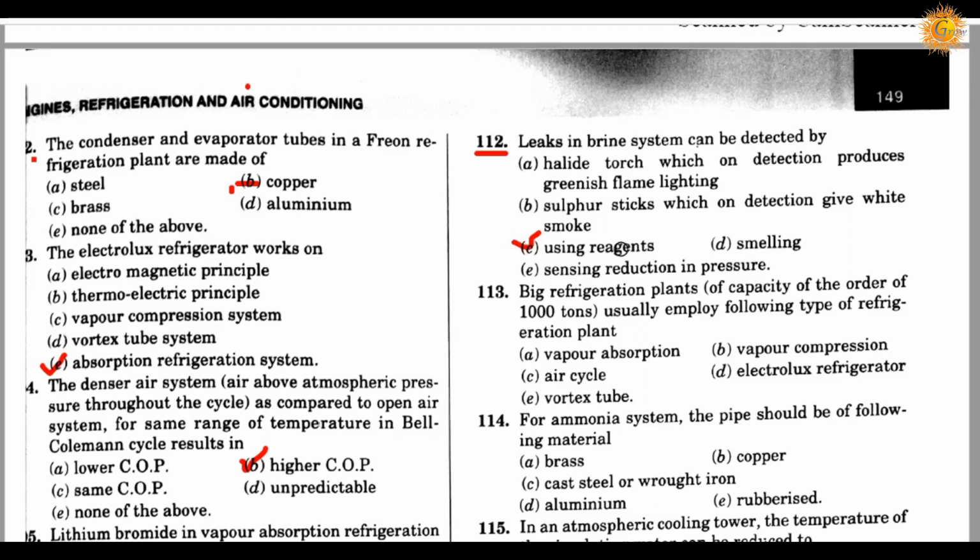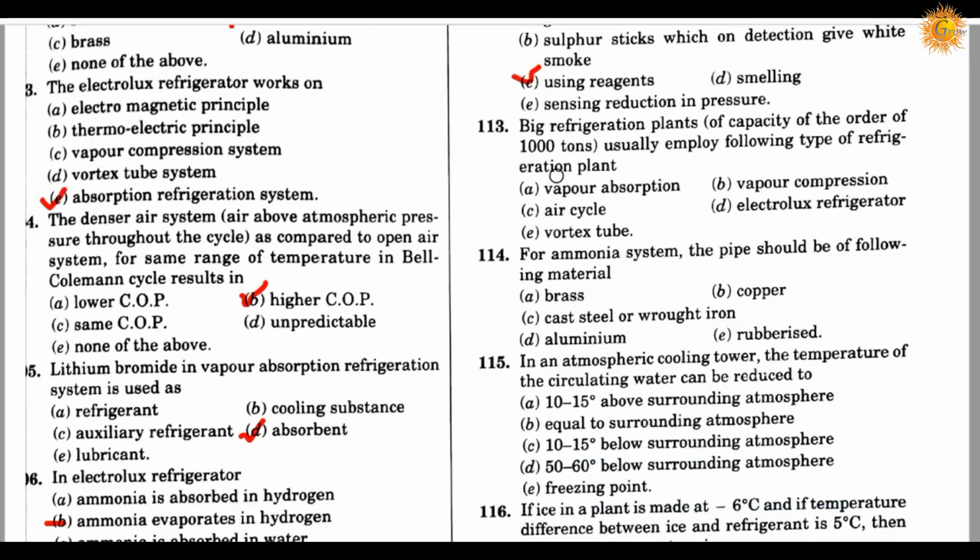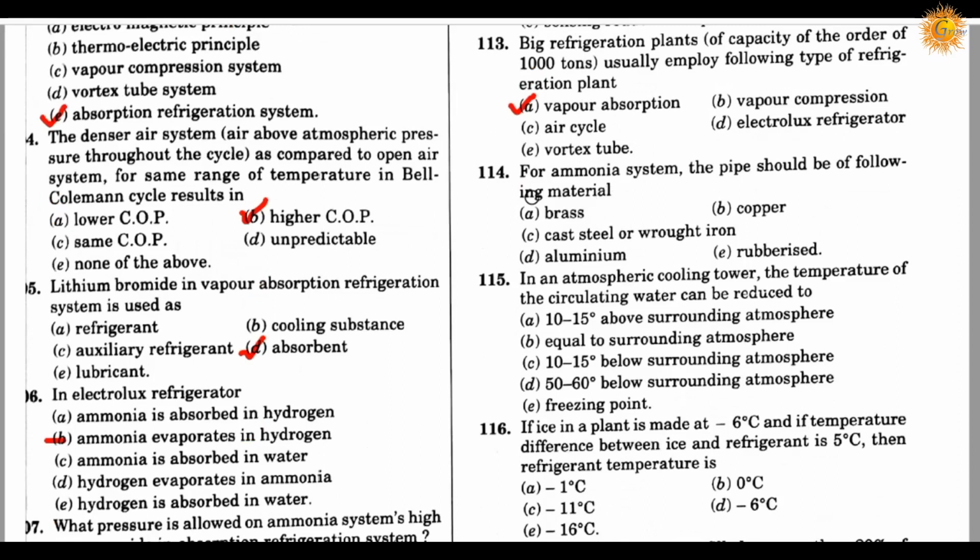Okay. Question number 113. Big refrigeration plants of capacity of the order of 1,000 tons usually employ the following type of refrigeration plant. Option A, vapor absorption. Option B, vapor compression. Option C, air cycle. Option D, Electrolux refrigerator. Option E, vortex tube. So the correct answer is vapor absorption type of plant, used for capacities around 1,000 tons of refrigeration.